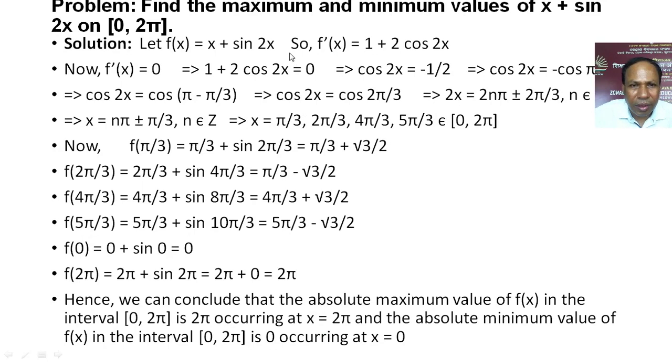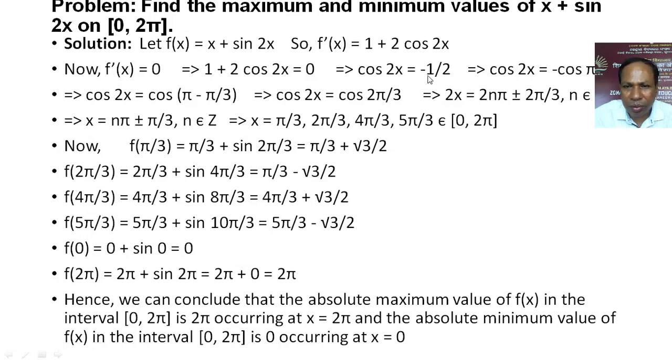Now we will solve one more problem based on trigonometric functions. Now let us say the function is x plus sin 2x and the interval is [0, 2π]. So again the same procedure, we find the derivative of the function. So the first derivative becomes derivative of x is 1, and derivative of sin 2x becomes 2 cos 2x, and as usual this is equated to 0. So we are getting 1 plus 2 cos 2x is equal to 0.